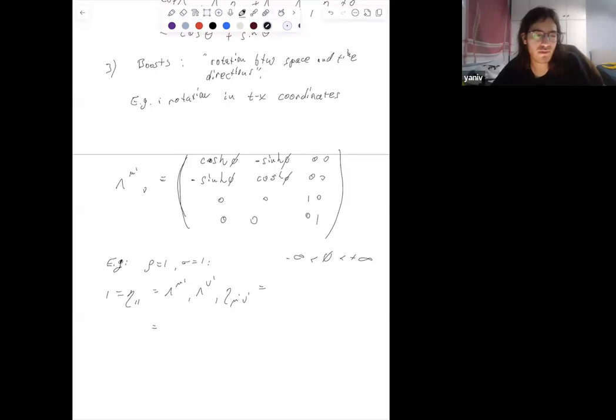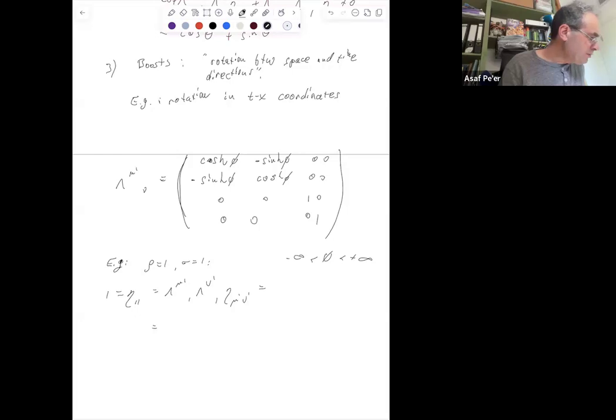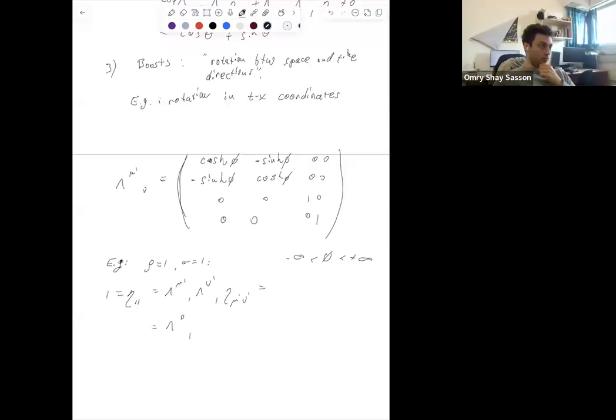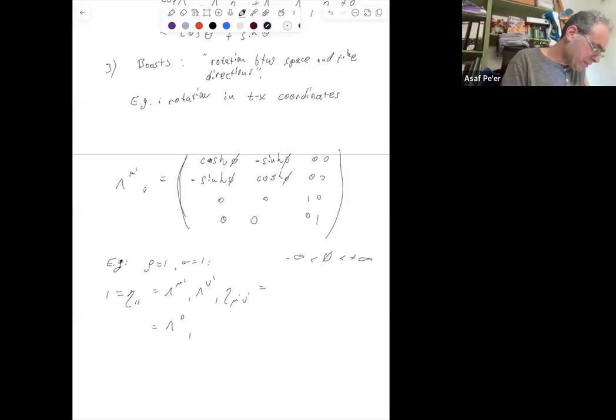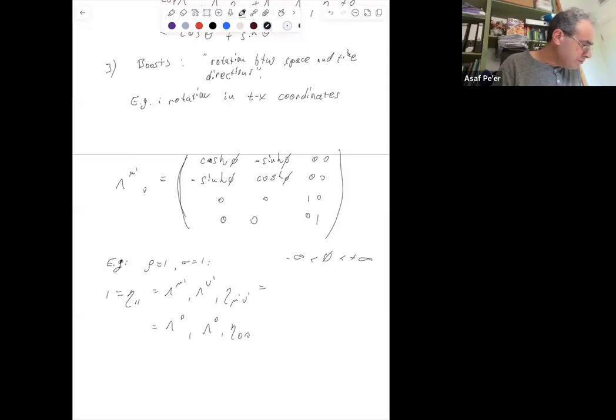Lambda 0, the diagonal one. Well, you said only those with mu prime equal to nu prime, right? So the only non-zero is lambda. What about lambda 0, 1? Is it 0? What is lambda 0, 1? Minus sine hyperbolic. That's true. So this is not 0. So we have lambda 0, 1, lambda 0, 1, eta 0, 0.